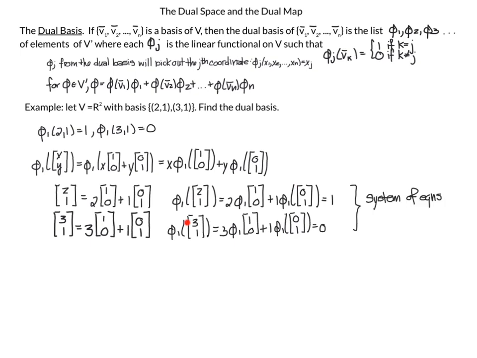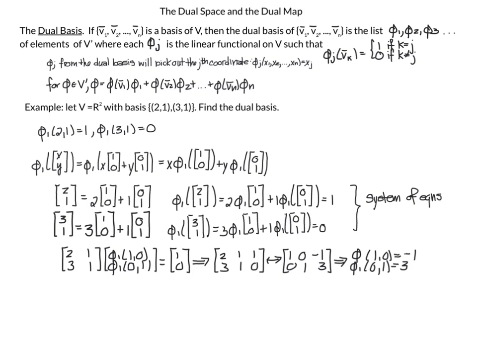And now we have a system of equations where our variables are phi 1 of (1, 0) and phi 1 of (0, 1). This is our solution, and these here are our coefficients to our unknowns. So in other words, again, phi 1 of (1, 0) is our first unknown, phi 1 of (0, 1) is our second unknown. These are our coefficients, 2, 1, 3, 1. I got them from here, and they equal (1, 0). This is our matrix equation.